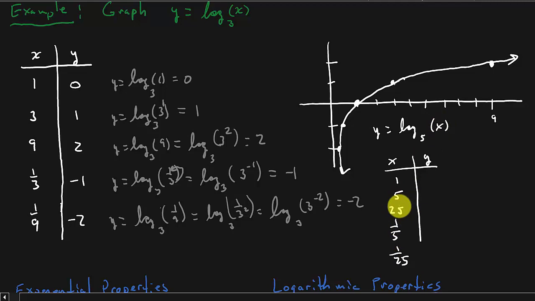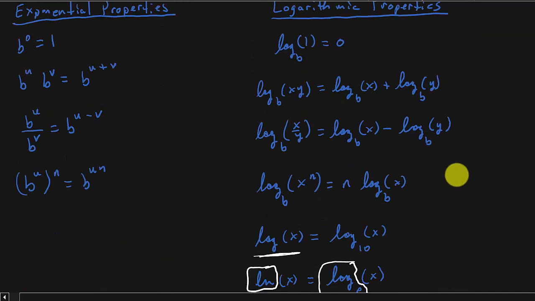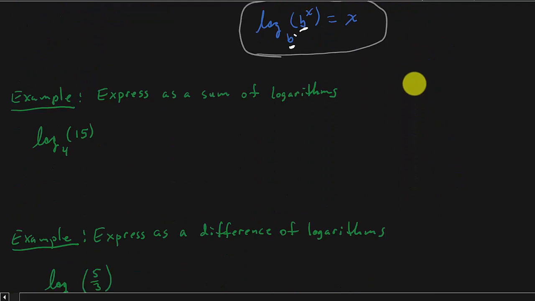All right? Because, see, that's 5 to the first. This 25 we can write as 5 squared. We can write this as 5 to the negative 1. We can write this as 5 to the negative 2, just like we did over here. So what would we do if we had log base 7? How would we choose our values? Well, we would choose what? 1, 7, 49, 1/7, 1/49. And that's what I wanted to show you. Choose your x values like that, and you should be good to go. Okay. All right, so we already went over these properties, so let's move down here.